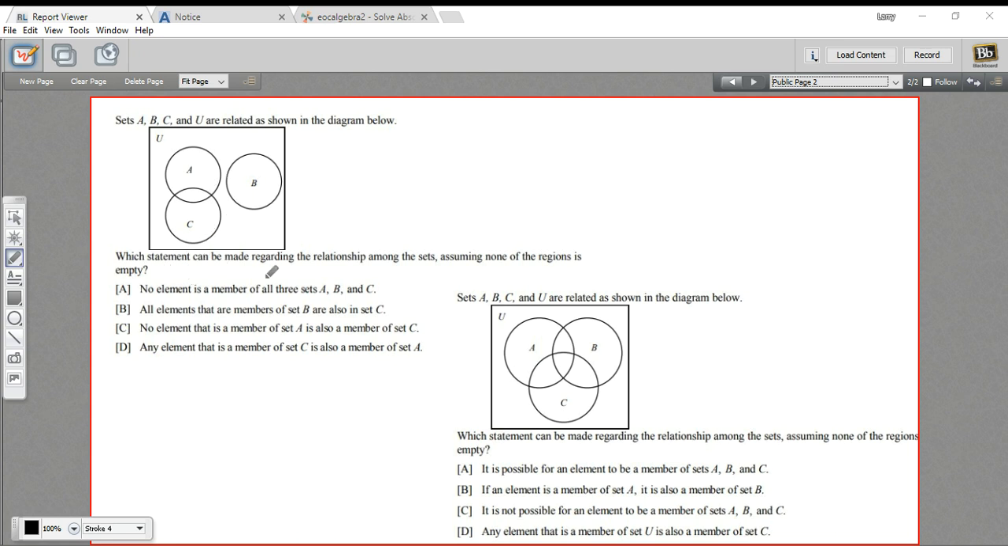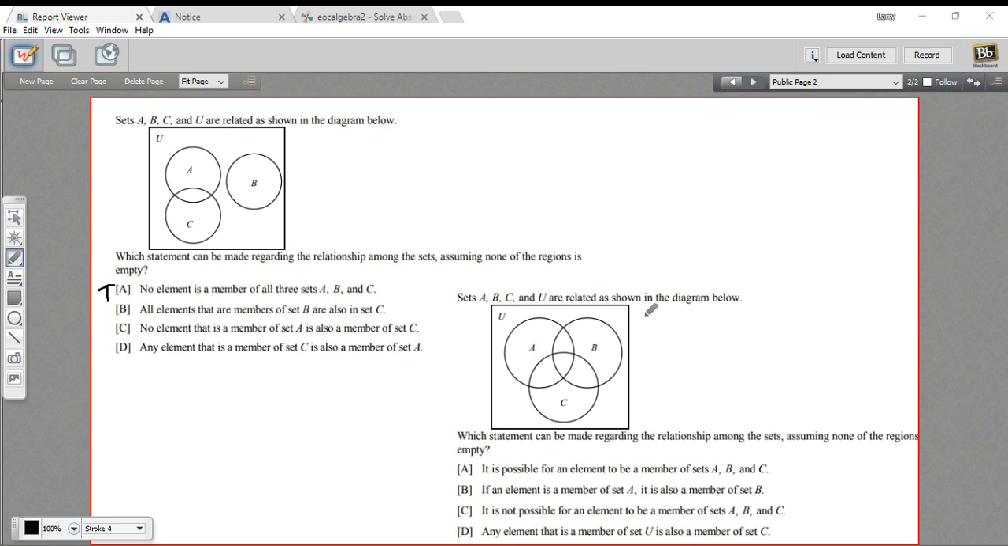So it says, which statement can be made regarding the relationship among the sets, assuming none of the regions is empty. So we're looking for a true statement. A says no element is a member of all three sets A, B, and C. Well, that's true. We got lucky right off the bat. It's the first one. Because if there was an element that was a member of all three sets, B would have to overlap with both A and C for that to happen. But that's not happening here.